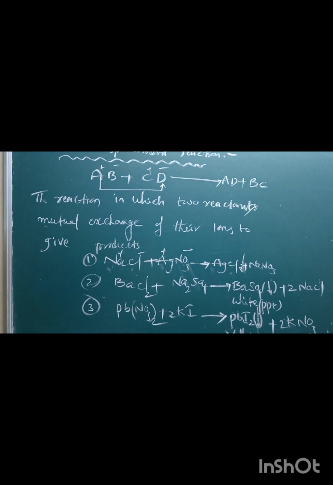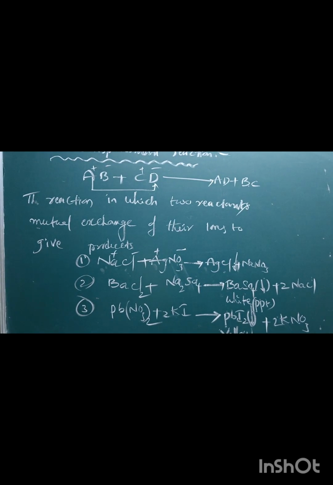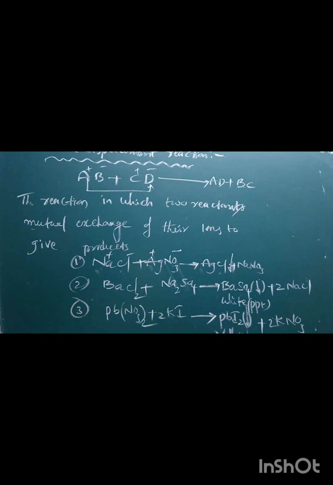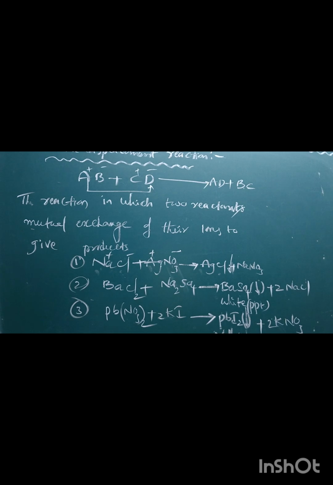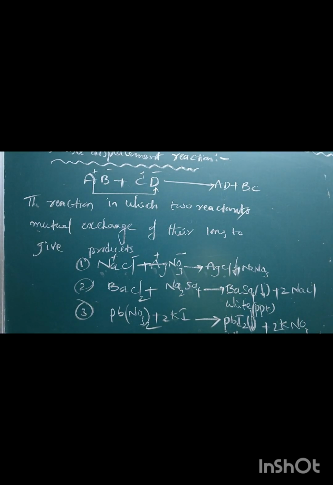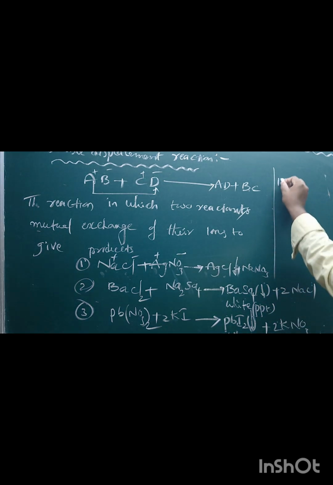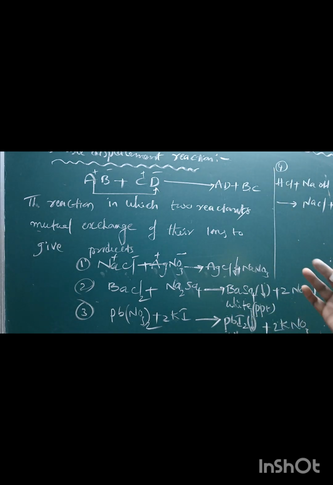What is the double displacement reaction? The reaction in which two reactants exchange their ions to give two products. How many products? Two products. These double displacement reactions are classified into two types, that is precipitation reactions as well as neutralization reactions. If you take acid HCl and base sodium hydroxide, it gives rise to NaCl salt plus water. It is also an example of a double displacement reaction, a mutual exchange, but it is a neutralization reaction. These are our precipitation reactions.